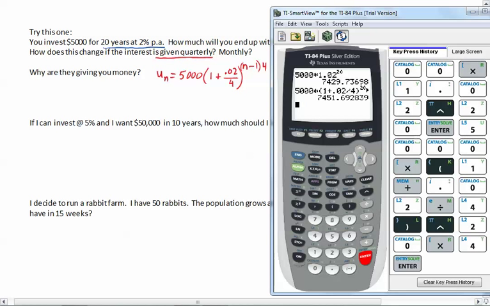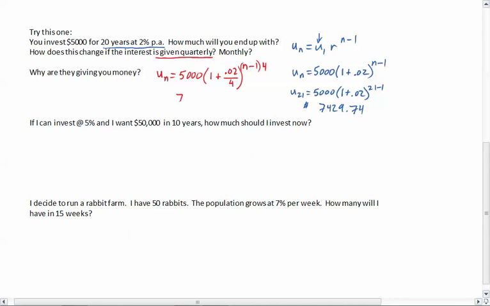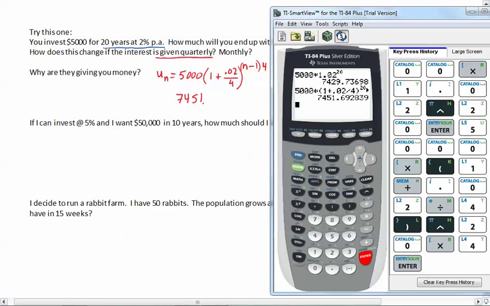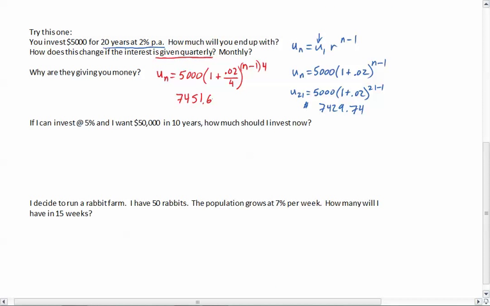So 7,451 and 69 cents. Now, it's not a lot when you're looking at just $5,000, but if you're looking at $5 million, you're looking at several $1,000s extra that you're getting. Okay, so yeah, it is quite a big deal.